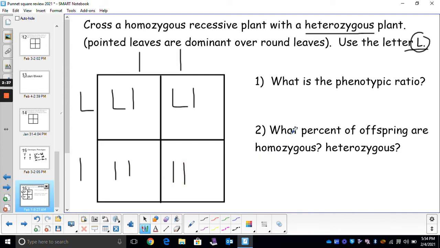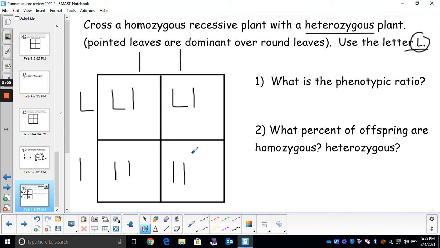If I ever ask, what is the phenotypic ratio? Remember, phenotype is your physical appearance. Well, let's look. I have one dominant allele, one recessive allele. Remember, pointed leaves are dominant over round leaves. If I have one dominant allele, doesn't matter, dominant shows up. So pointed leaves are dominant, so this would be dominant and this would be dominant.